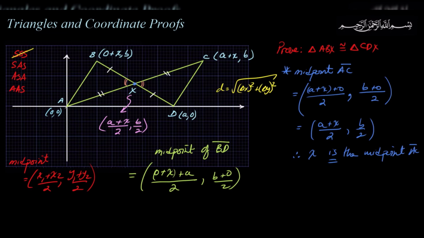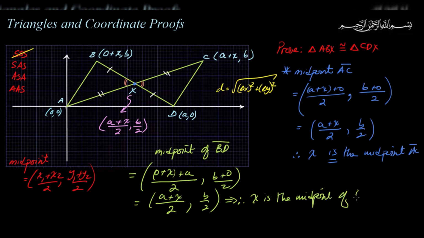That's the midpoint formula. And if you do that here and simplify, you get 0 plus x is 0, so you get x plus a, or a plus x, same thing, right? Over 2 and b over 2. And that's again the same thing. So therefore, x is the midpoint of BD, segment BD. So what we've done here is we proved that x is the midpoint of both of these segments.